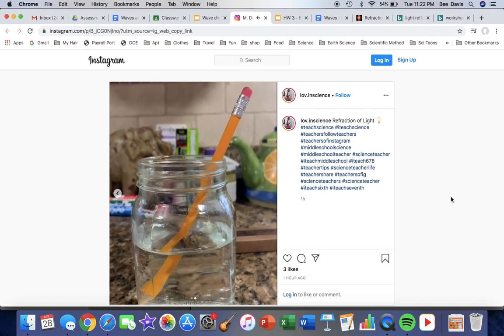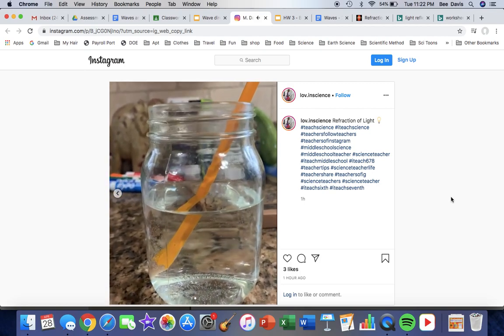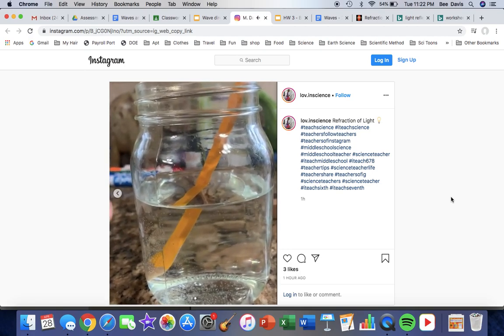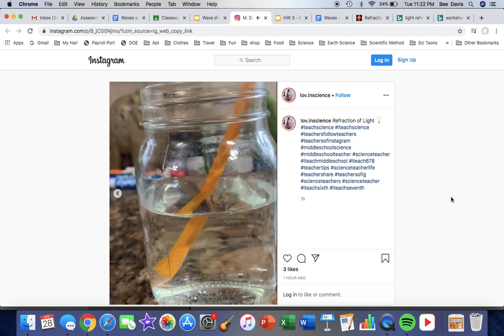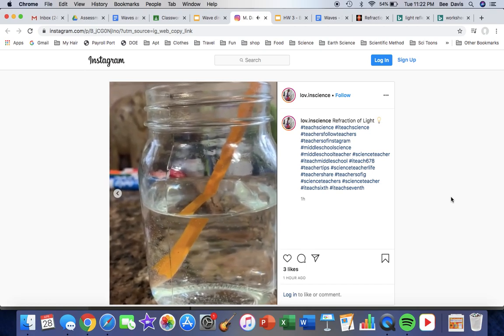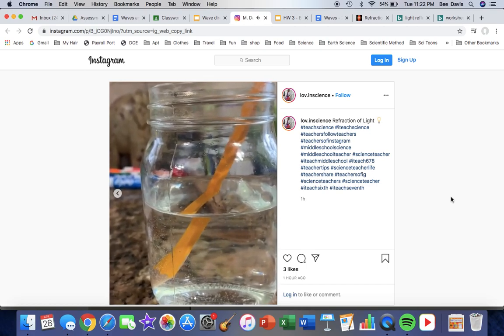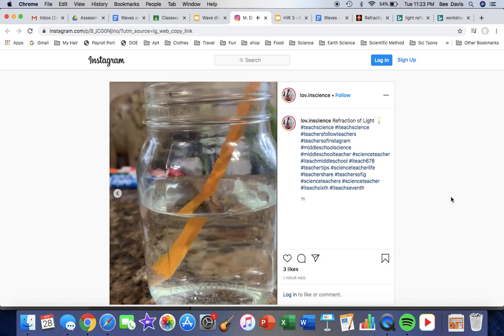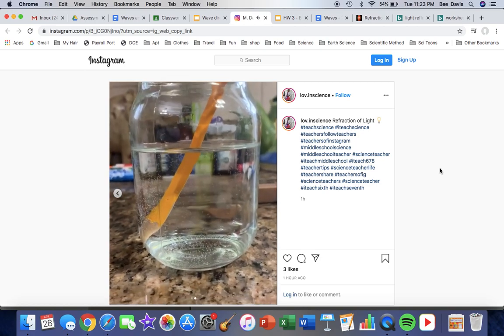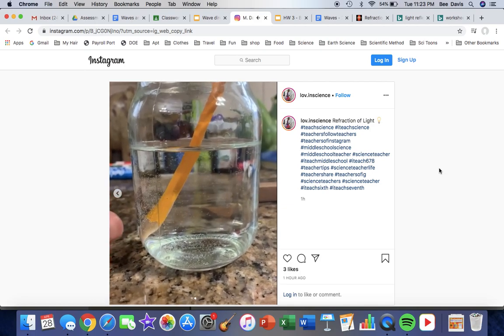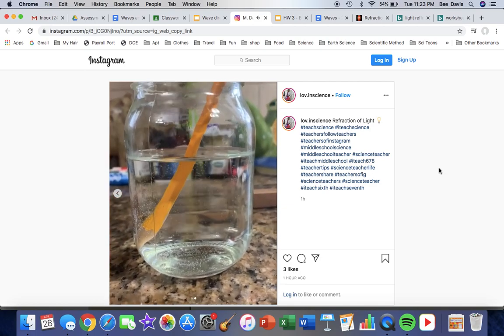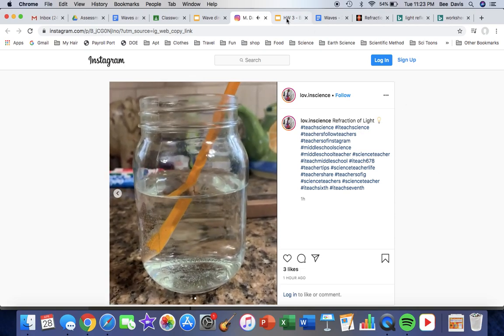Here's another example. Pencil and water. If you look at the top, right where it goes in the water, you can see the pencil looks like it's bent a little bit. We know the pencil's not really bent, but the light is bent as it enters the water. And down here, below the water level, the pencil on the bottom seems fatter than the pencil on top. That is refraction as well.